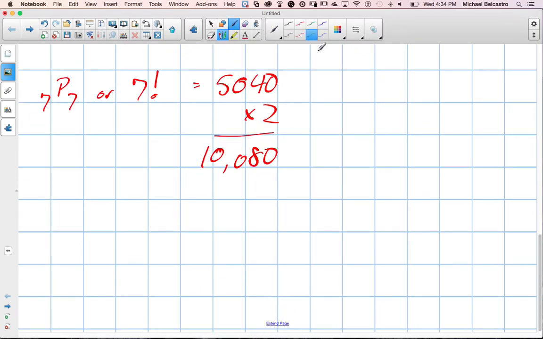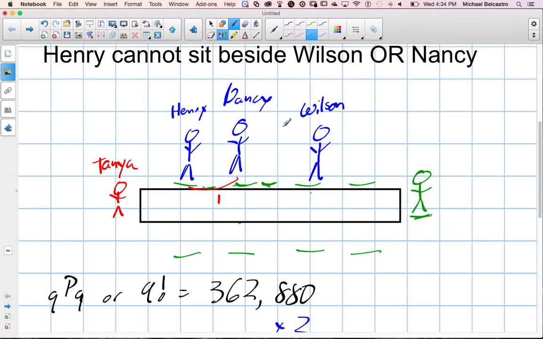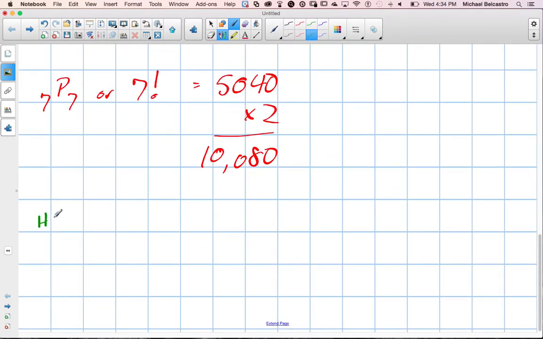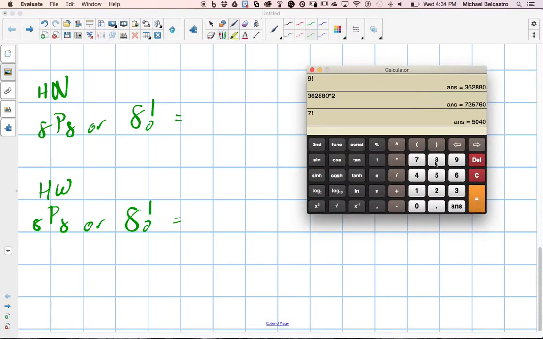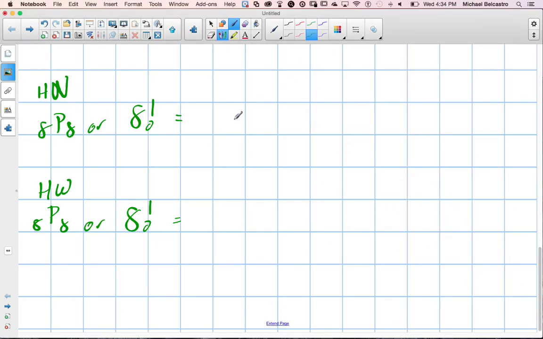So if Henry and Nancy are beside each other, we'll call it Henry and Nancy. That means there's 8 options, so you have 8p8 or 8 factorial. And you have Henry and Wilson together, 8p8 or 8 factorial. Let's figure out what these two are. 40,320. So there's 40,320 ways that could happen, and 40,320 ways that could happen.